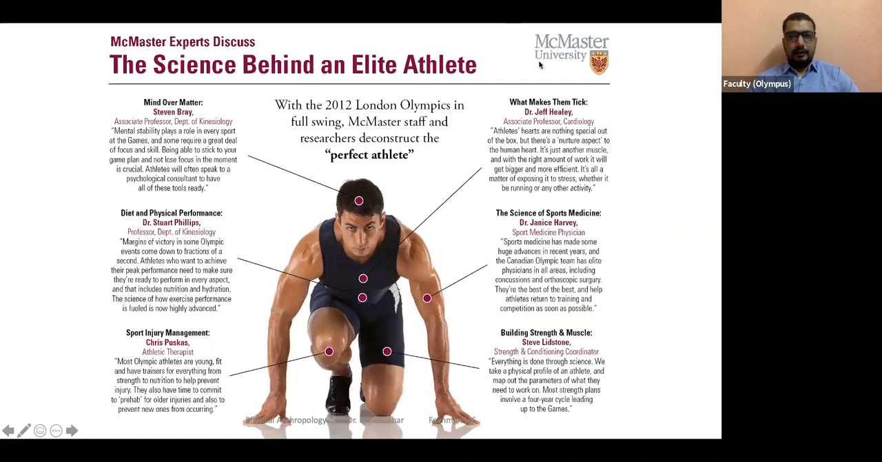Okay, right. This is from McMaster University, a Canadian university, that briefly pointed out the various qualities and requirements these people have. So the research team at McMaster, a university in Canada, did this during the 2020 London Olympic Games. They focused on what type of science is important for an elite athlete, so what features they should have.